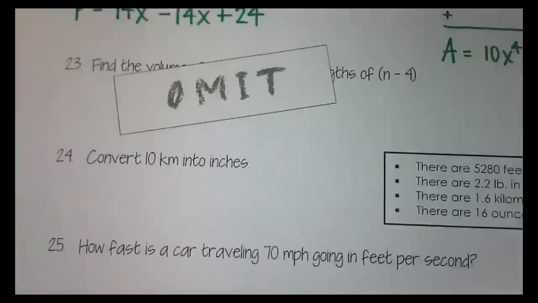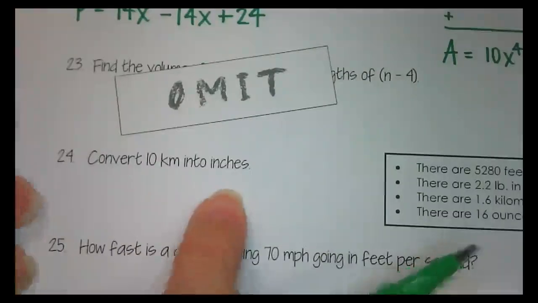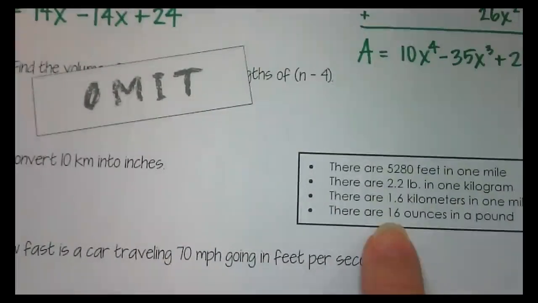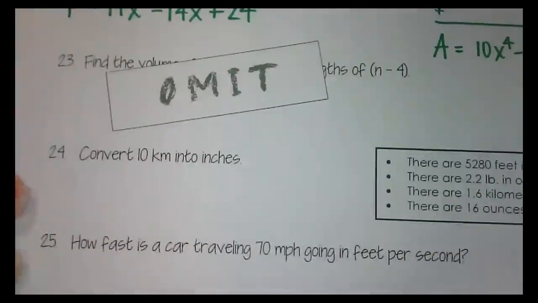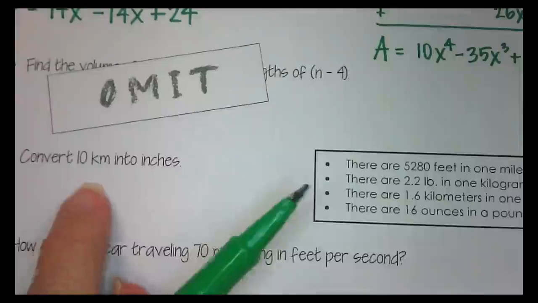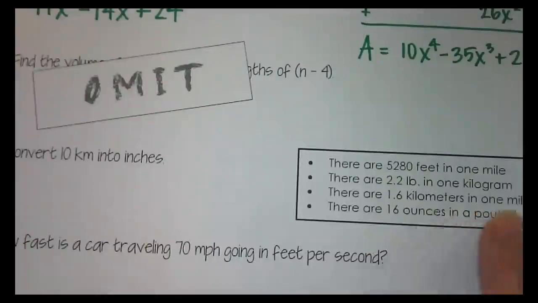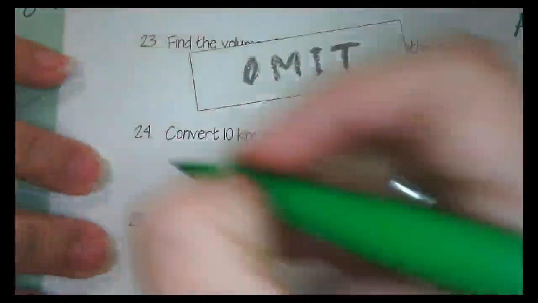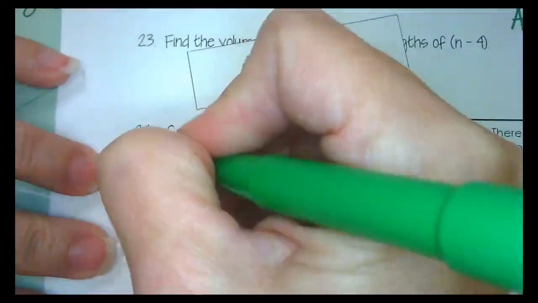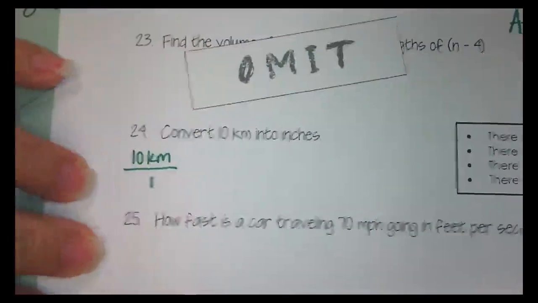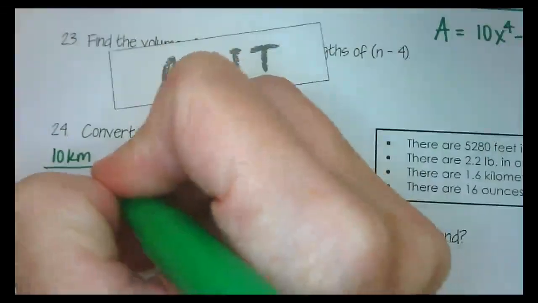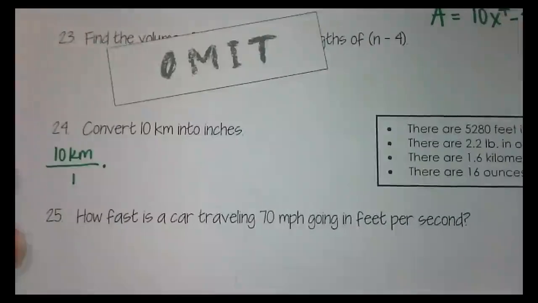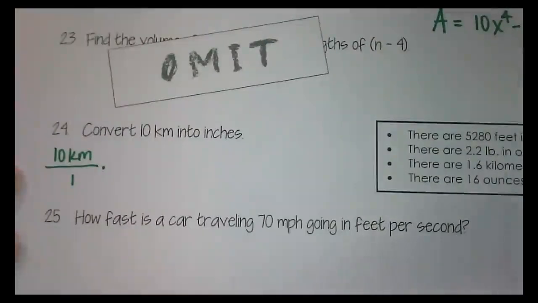Okay, we need to change kilometers into inches. All right, so a couple of pieces of information that we have over here. So I'm going to change kilometers into miles because I have that one right here. And then we can change miles into feet, and then we can change feet into inches. All right, so I know I'm starting with 10 kilometers. I don't need to have it over anything. I'm just going to put 1. All right, so I need to add a tile here, and I'm going to get rid of the kilometers.